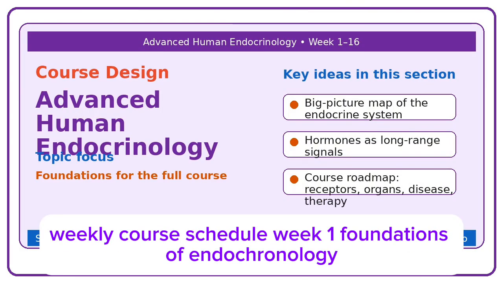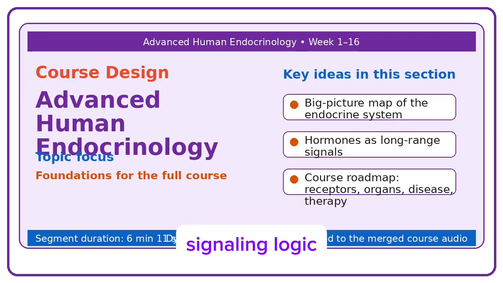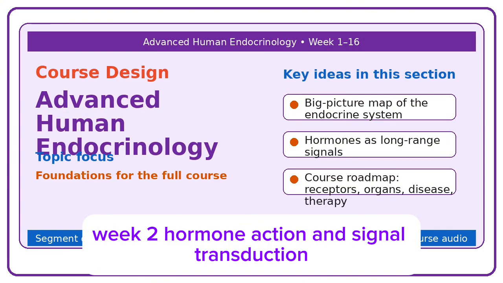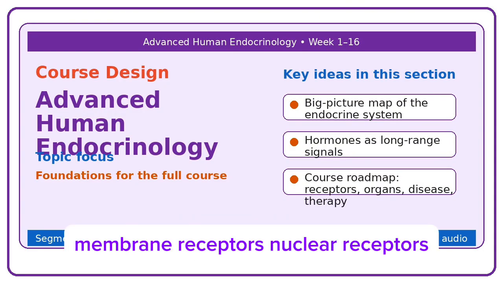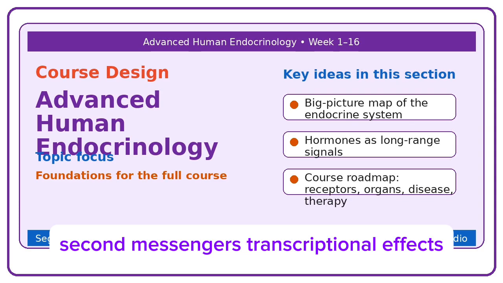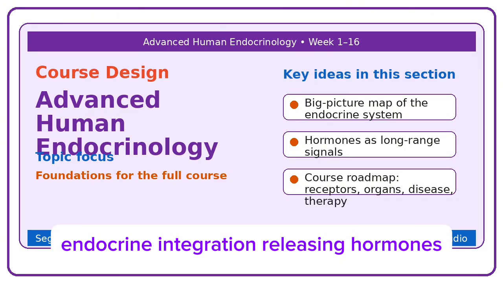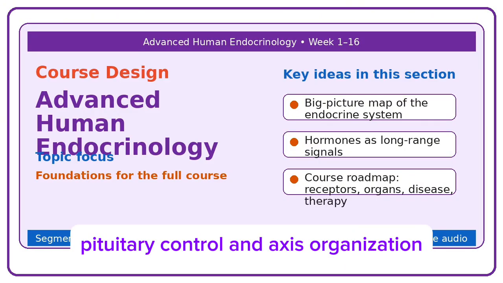Weekly course schedule. Week 1, Foundations of Endocrinology: hormone classes, receptors, signaling logic, feedback regulation, and the big picture of endocrine communication. Week 2, Hormone action and signal transduction: membrane receptors, nuclear receptors, second messengers, transcriptional effects, and endocrine responsiveness. Week 3, Hypothalamus and pituitary neuroendocrine integration: releasing hormones, pituitary control, and axis organization.